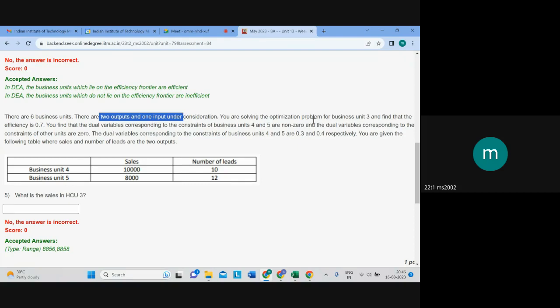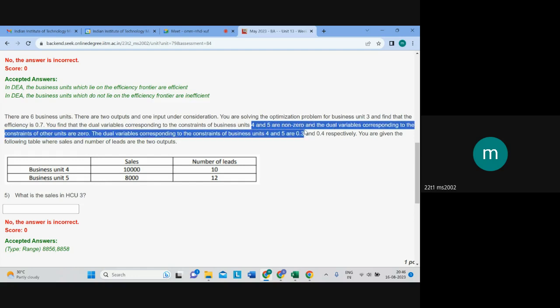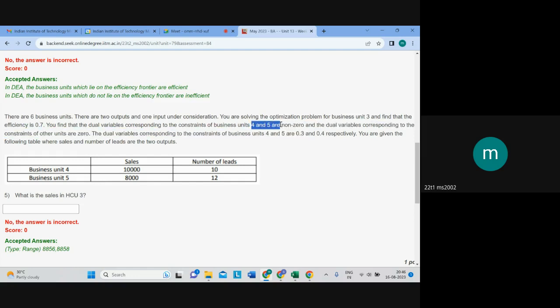You are solving an optimization problem for business unit 3. And you find that the efficiency is 0.7. And you find the dual variables corresponding to constraints of business units 4 and 5 to be non-zero. What does this mean? That means those constraints are in play. What is the physical meaning of that?